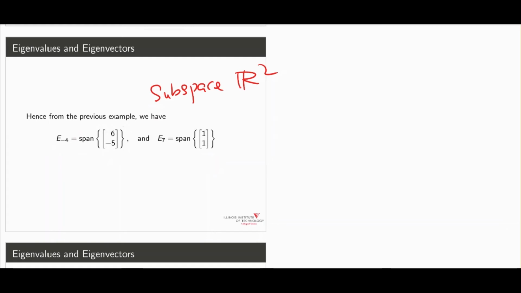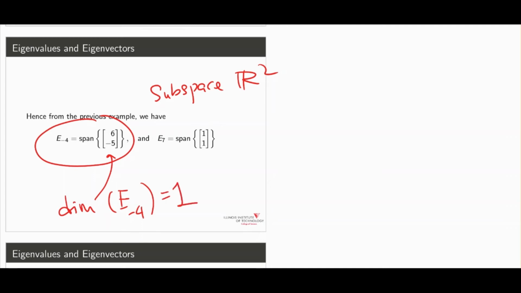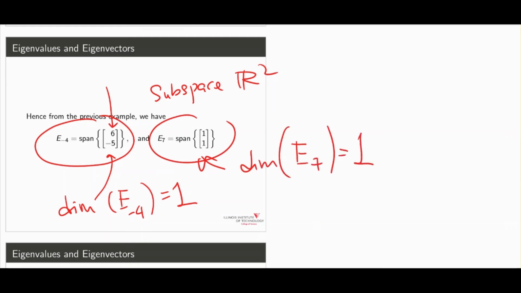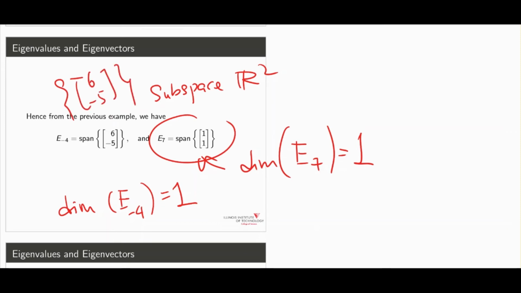And for every vector space, we can look at the dimension. So in this case, obviously, the dimension of E negative 4 is 1, right? This is actually the basis. And the dimension of E7 is also 1. The dimension of a vector space is defined as the number of vectors in the basis. So here we can select 6, -5 as a basis for E negative 4, and for E7, we can select 1, 1 as a basis.